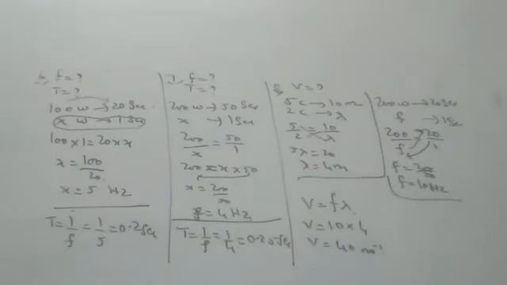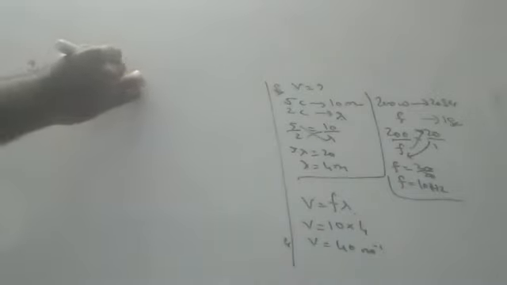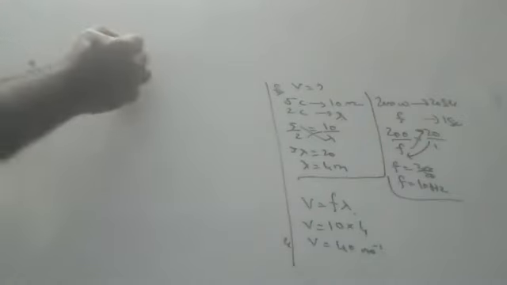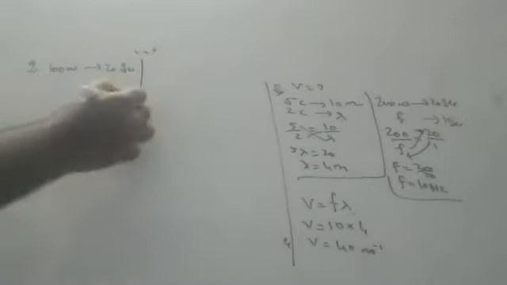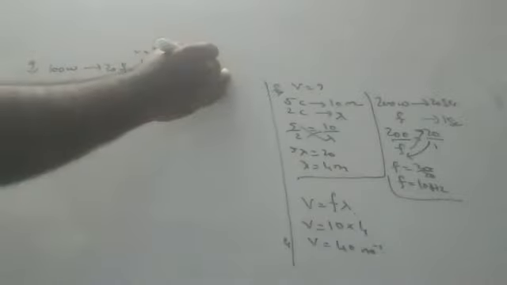Okay, children, ninth question. See here. If the time taken to complete 100 waves is 20 seconds, 100 waves are completed in 20 seconds. Same question, children, like the previous question. And the distance between 20 troughs is 20 centimeters.